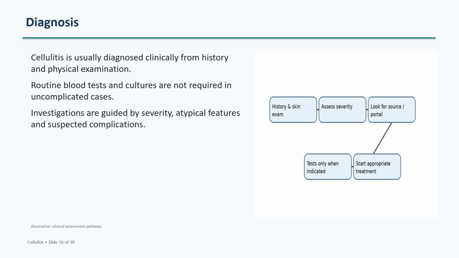Investigations are guided by severity, atypical features, and suspected complications. If complications are suspected and severity is there, then we can prescribe investigations to the patient. So we have to take the history and examine the skin. We have to assess the severity. We look for the source and portal from where the infection is occurring. Then we can start appropriate treatment. Test only when indicated. When required, we can ask for investigations also.